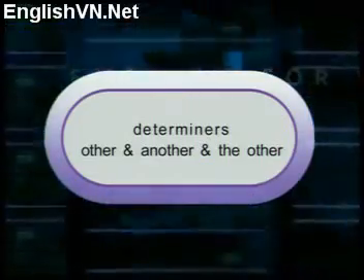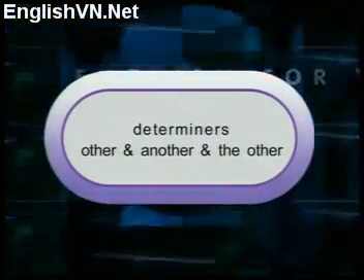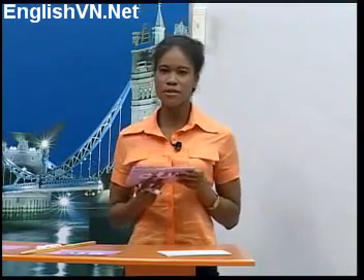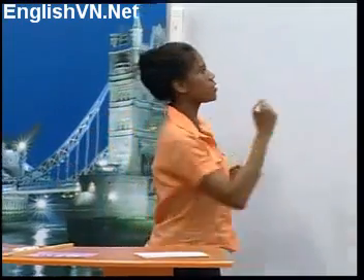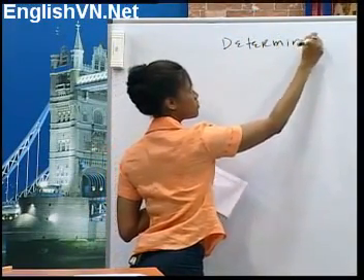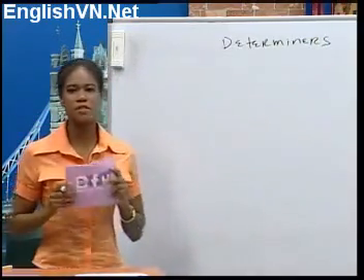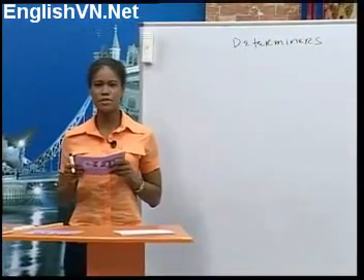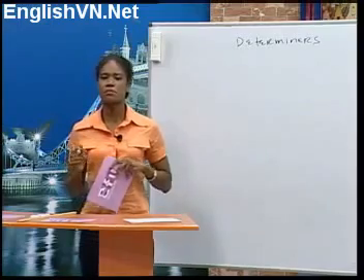Determiners: other, another, and the other. So when we talk about groups of things, we often need to show that one group is different from another group. We can also talk about the members or parts of the group. To do this, we use a special group of words called determiners, to show the difference between groups. Here is a list of determiners that we often use when we talk about groups or parts of a group.